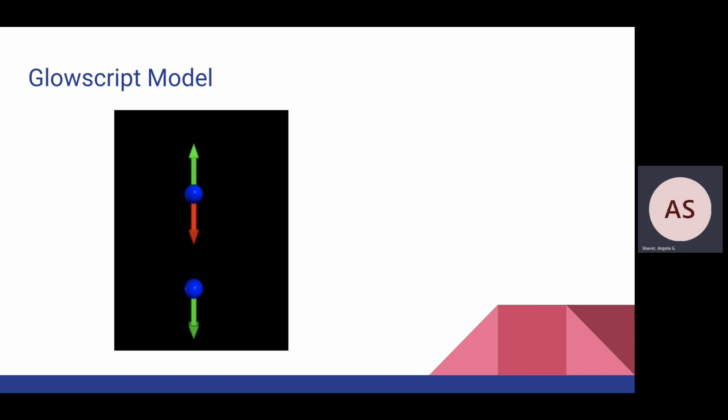So here's the GlowScript diagram model of the scenario. In this case, each of these blue dots represents one of the pieces of tape. The red arrow symbolizes the gravitational force that points downward, and then the two green arrows represent the respective electric forces. As you can see, the green arrows do repel each other in this scenario because they're both negative and like charges repel.